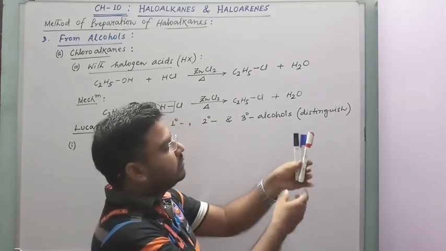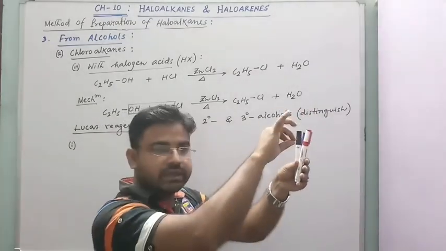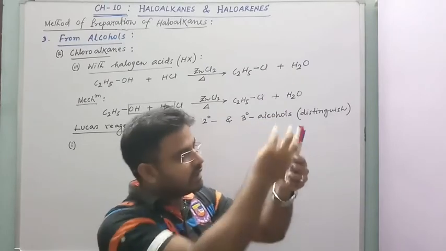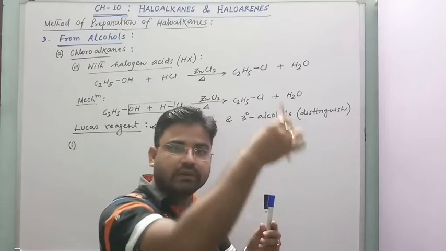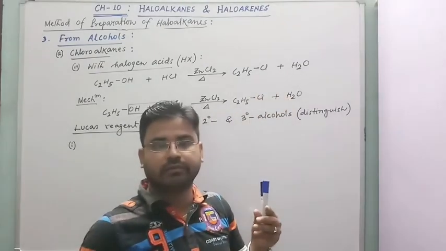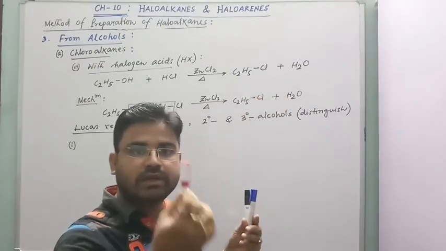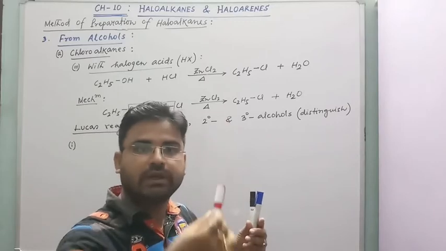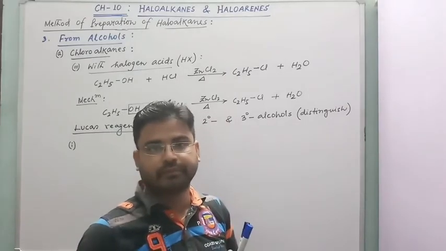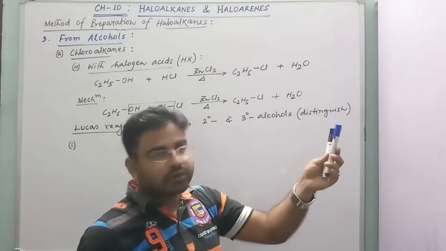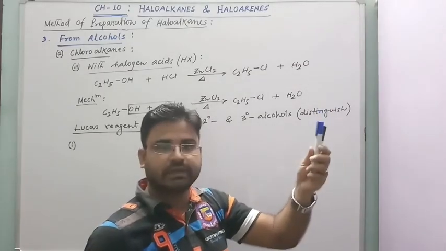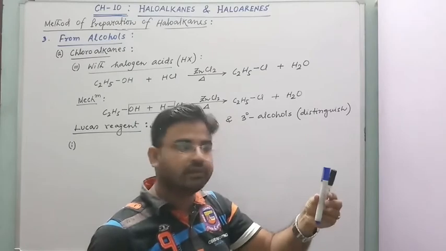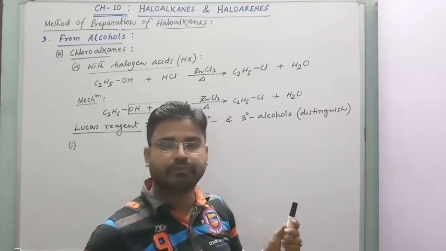Now you can see that within one minute of adding Lucas reagent, a precipitate will appear in one test tube. The one in which the precipitate appears, that is tertiary alcohol. With Lucas reagent, tertiary alcohol gives turbidity within 1 minute. If you wait, within 5 minutes a precipitate will appear in another test tube. The one in which it appears within 5 minutes, that is secondary alcohol.